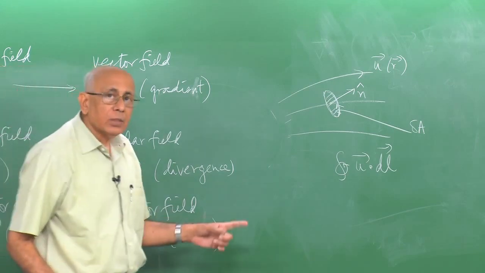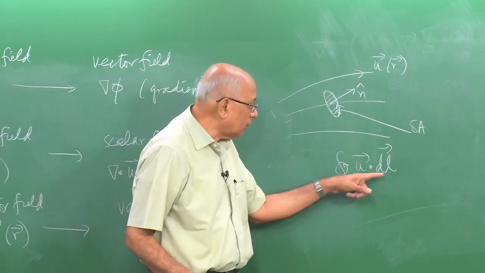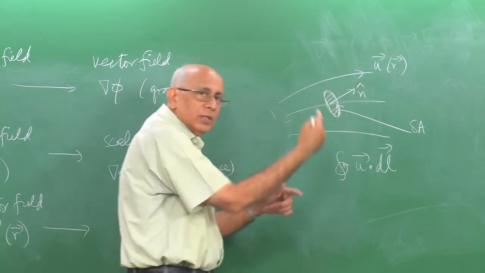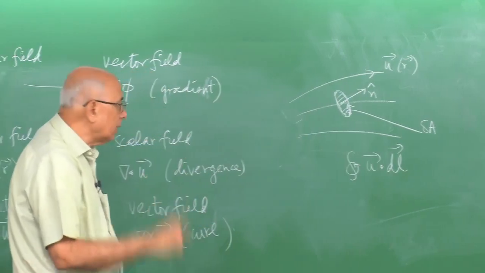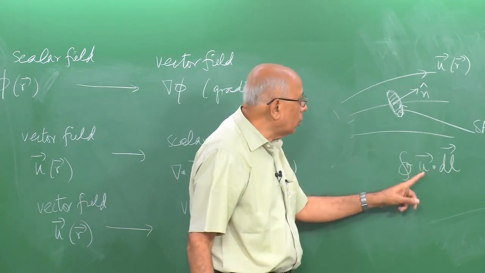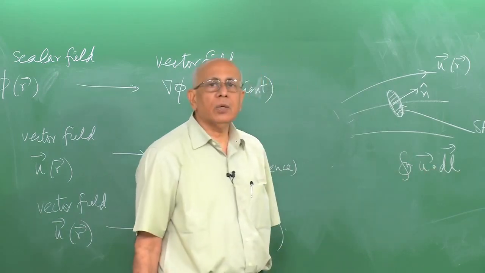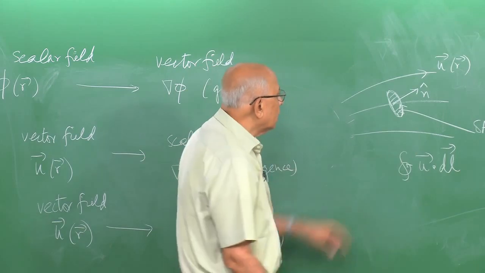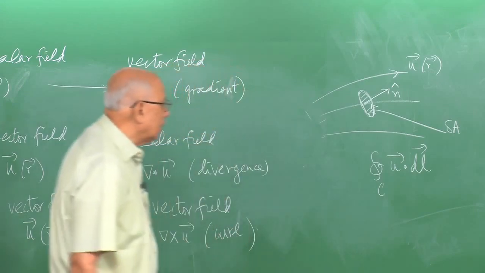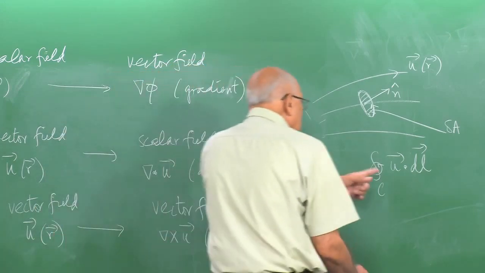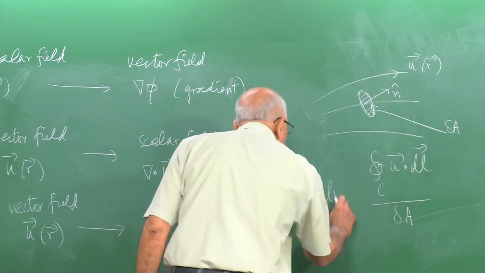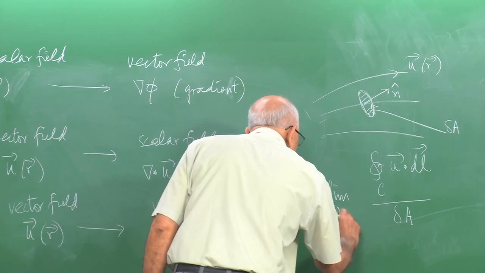This quantity is called the circulation of the vector field, and dl is a line element which changes direction as you move along here. Each dl is infinitesimal, a small tiny vector, and you move along here, it changes direction, you dot it with the u at that point, and this is called the circulation of the vector field u around this circle here, this contour C. This is the circulation. You find the circulation per unit area and you take the limit as delta A goes to 0.